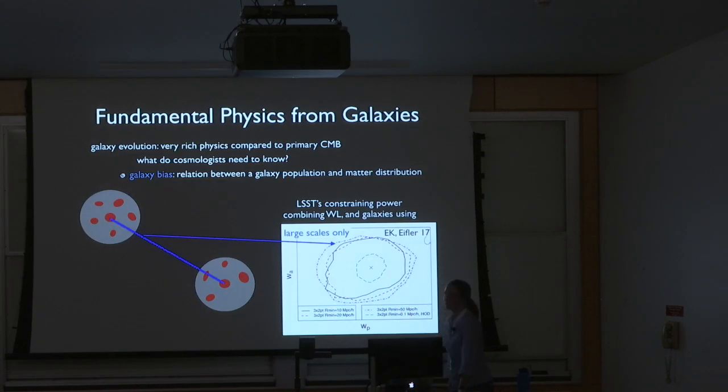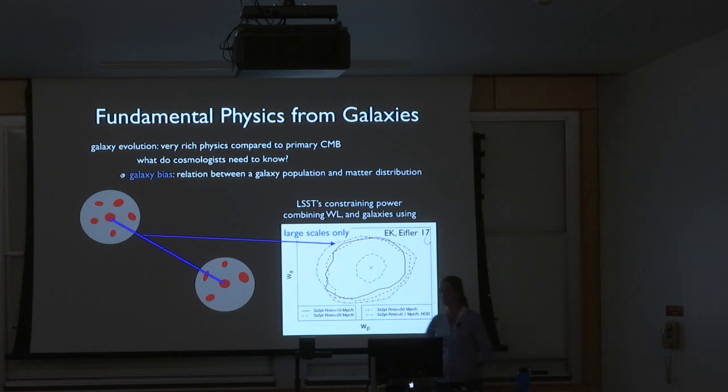One aspect that I would like to highlight here is that, of course, we want to do fundamental physics from galaxies. And galaxy evolution is very rich compared to the primary CMB. So we probably want to know a lot about galaxies. One aspect I want to highlight is galaxy bias, that is the relation between galaxy populations and matter distribution. Here is a forecast of how well we can constrain dark energy if we use large scales only, so knowing how halos cluster without caring about what galaxies do within halos. That's approximately this family of constraints.